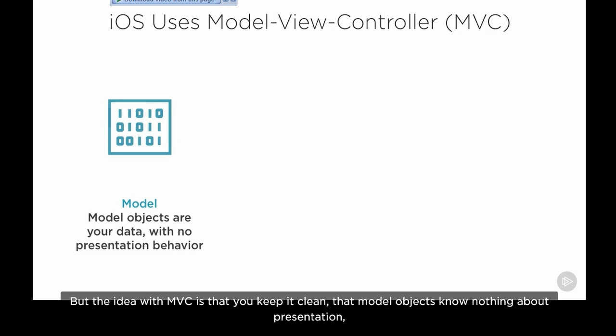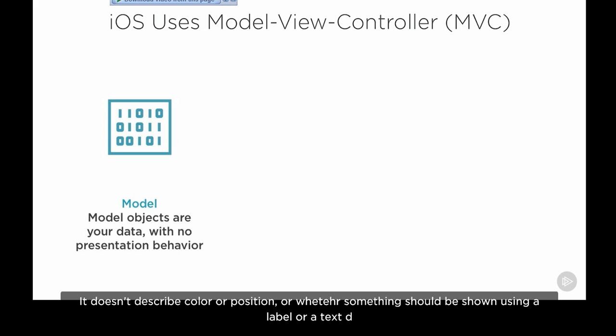But the idea with MVC is that you keep it clean. The model objects know nothing about presentation. They're all about data. Now, sure, you might have functionality in your model classes, but that functionality is more about how the data is stored or calculated or retrieved. It's not about presentation. It doesn't describe color or position or whether something should be shown using a label or a text field or a table view or a button. The model is just the data.